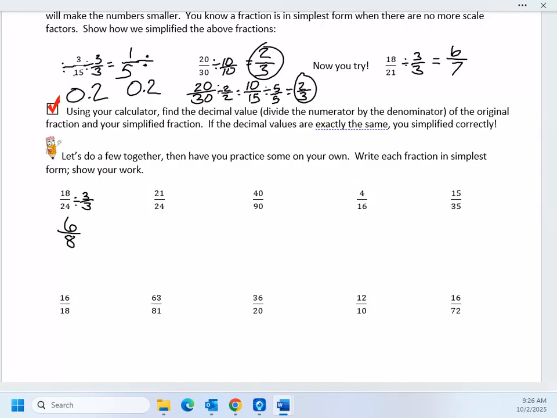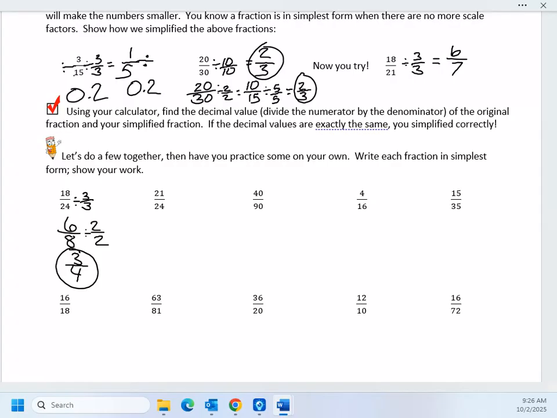Am I as simple as I can get? What else can I divide out, Haley? 2. I can divide out a scale factor of 2 now. What is 6 divided by 2? Joyce says 3. What is 8 divided by 2, Joyce? 4. Can I divide anything more out? No, they don't share a same factor that we can divide out. So now I'm going to circle it so I know which one is my final answer.